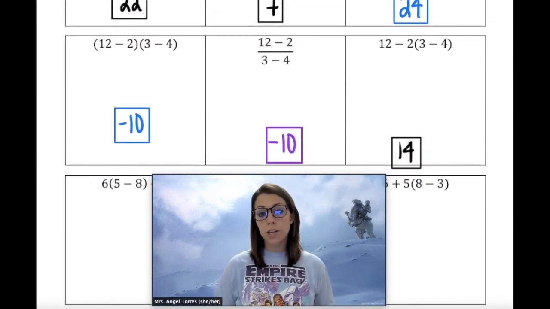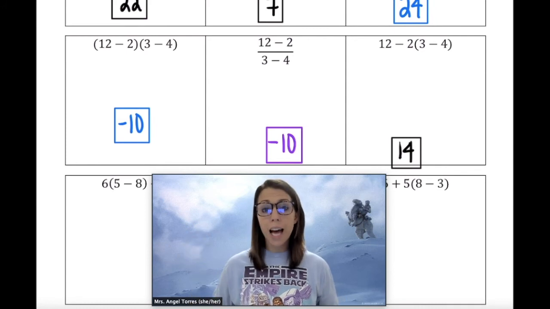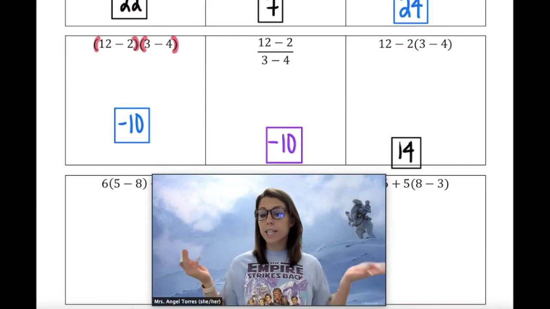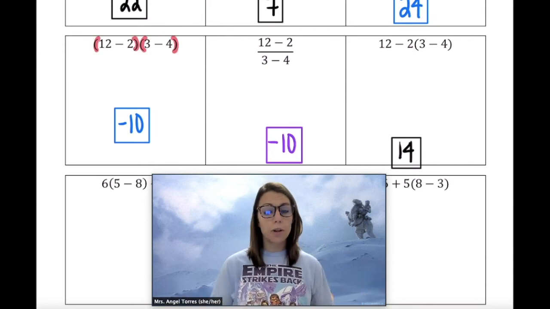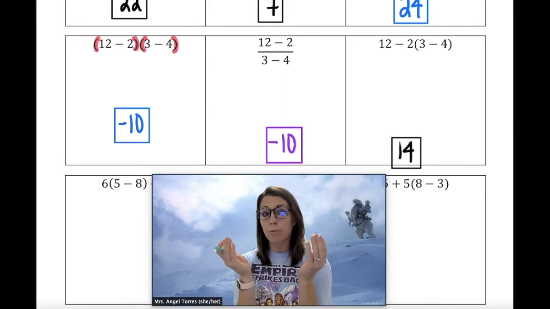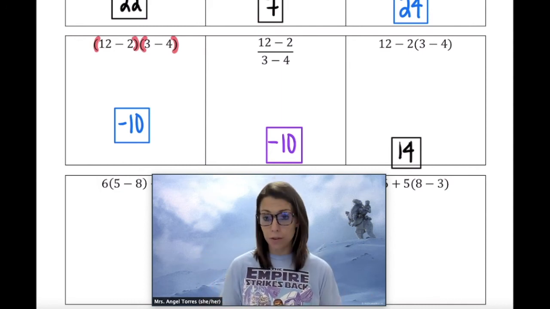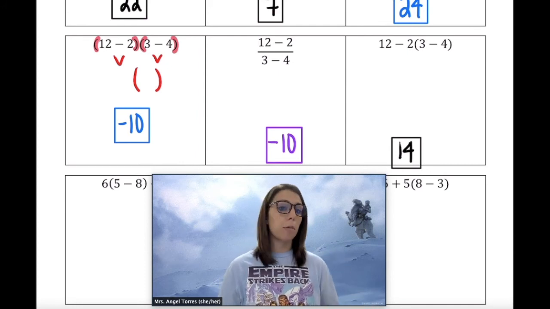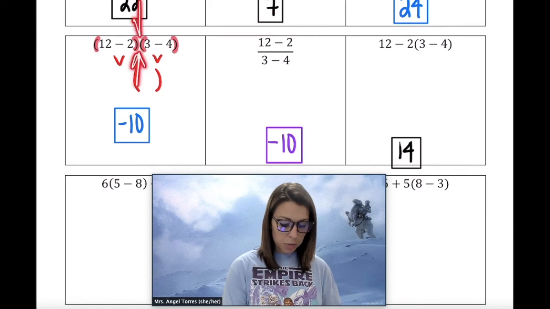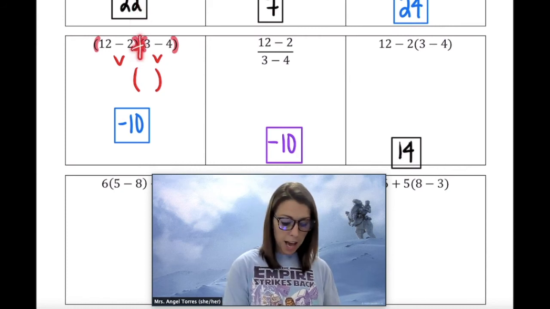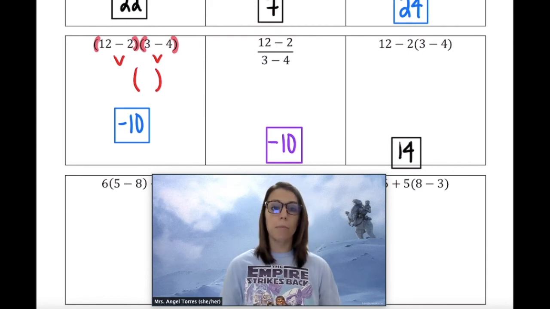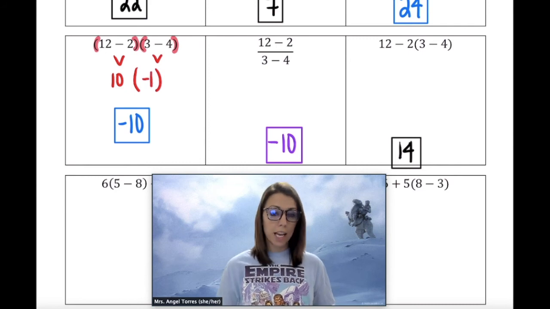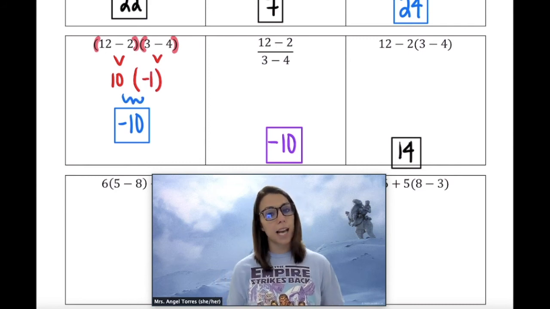For our first expression, we have 12 minus 2 times 3 minus 4. This is a product of 2 groups. So the first thing I did was identify where those 2 groups were. Notice that the 12 minus 2 is inside of parentheses, which means that's math that I'm going to have to do first. So I set up my structure here to show that it's going to remain a product. Notice that there's no addition or subtraction between those parentheses. I'm not adding these groups together. I'm not subtracting them. I'm multiplying them. So 12 minus 2 is 10, and 3 minus 4 is -1, which when multiplied together gives me -10.